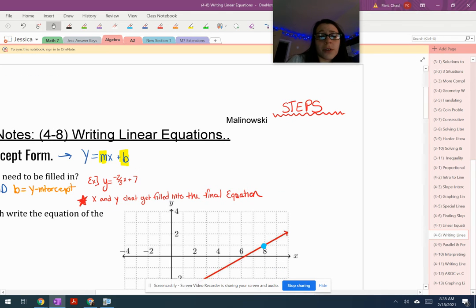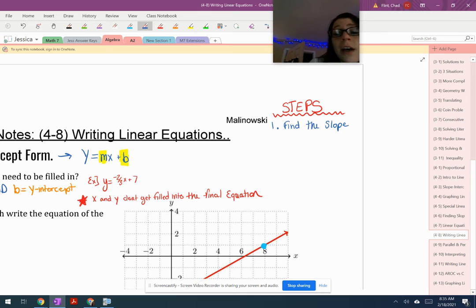Okay, let's just come over to the corner here and jot down some steps for those of you that are steps people, because I know some of you really like those. So when you're looking at these kinds of problems for writing linear equations, the first thing you're always going to do is start by finding the slope. Find the slope, whether you're counting rise over run or doing the change in y over the change in x or any of those things. First, you need to find the slope.